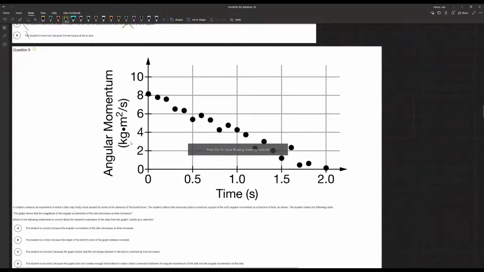We have a graph of angular momentum, in kilogram meter squared per second, as a function of time. And it reads: a student conducts an experiment in which a disk may freely rotate about its center in the absence of frictional forces. The student collects the necessary data to construct a graph of the rod's angular momentum as a function of time. My God, I thought I made mistakes in my questions. First it's a disk, then it's a rod. Is this a shapeshifter? The student makes the following claim: the graph shows that the magnitude of the angular acceleration of the disk decreases as time increases. Which of the following statements is correct about the student's evaluation from the graph? Justify your selection.